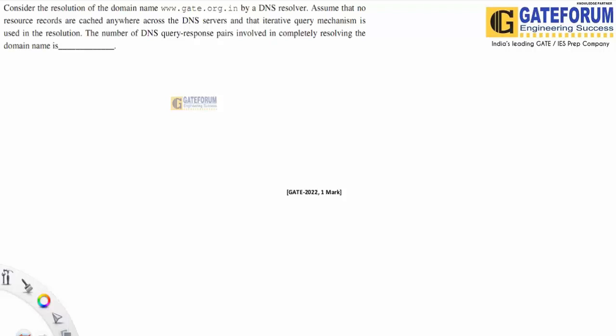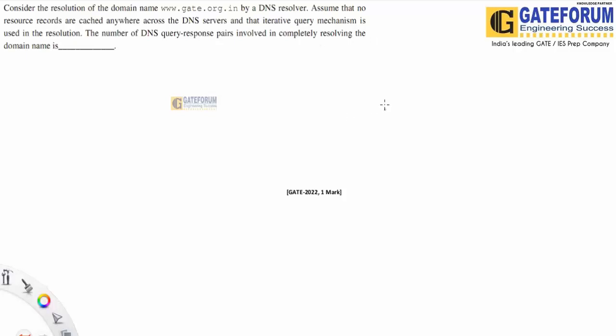Just asking GATE 2022. Here the question is something like this: to find the resolution of a particular address, which is www.gate.org.in, in the DNS server. Assume that there is no resource record cached anywhere across the DNS server and the iterative query mechanism is used in the result. So basically there is nothing cached, means nothing is already present to you, and you are using an iterative query mechanism, means one after another. The question asks for the number of DNS request query response pairs involved in completely resolving the DNS.